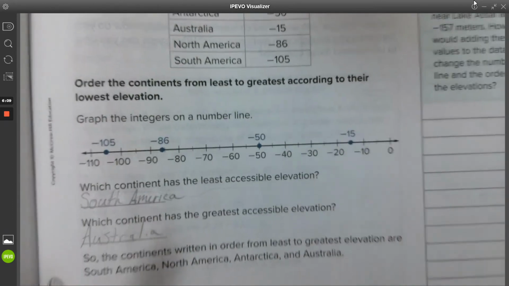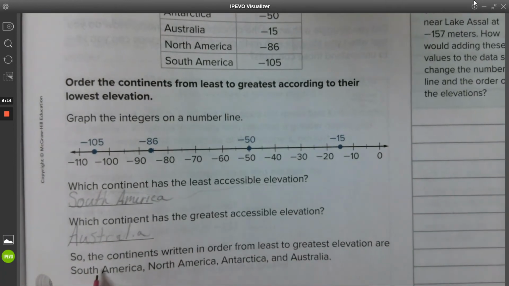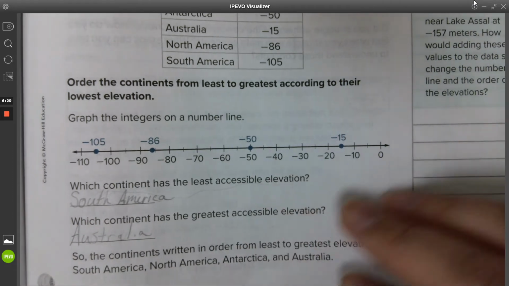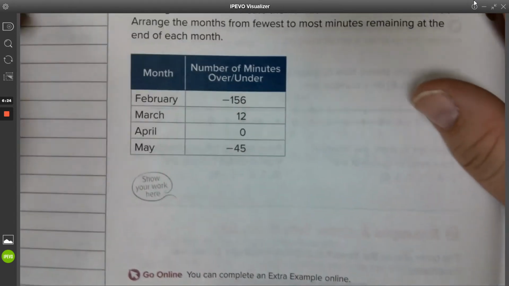So if we were to list the continents in order from least to greatest, it would go South America, which was our least, North America, Antarctica, and then Australia. So we're going to go ahead and do our check here.